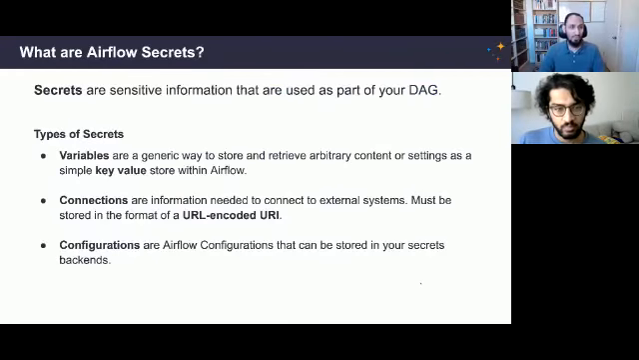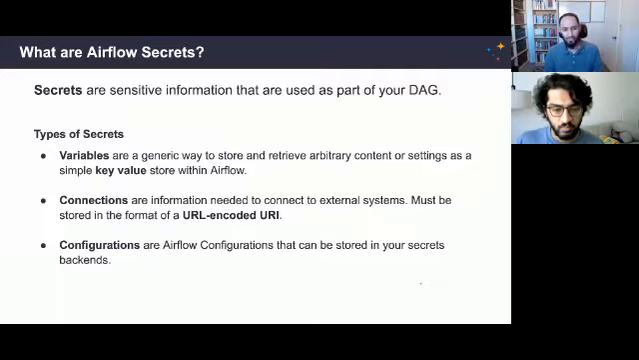To go straight into it, what are Airflow secrets? Airflow secrets are pretty much sensitive information that is used as part of your DAGs. There are 3 types of secrets for Airflow. The first one is variables, and they're just a generic way to store and retrieve arbitrary content. They're like a key value store within Airflow. So you just have a key, which is the name of your variable, and then a value that the variable would actually have. Then you have connections, which are usually used to connect to external systems, and they have to be formatted in a very specific way, a URL encoded URI.